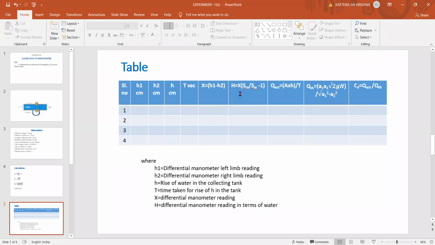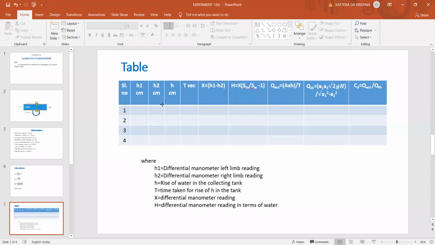Right, copy the tabular column, please. Now you can see what H1 means. H1 is the differential manometer reading in the left limb, and H2 is the differential manometer reading in the right limb. I've shown you already what H1 and H2 are there.